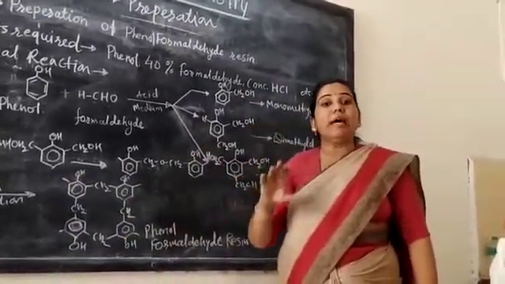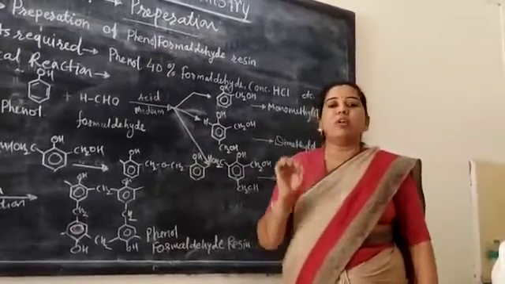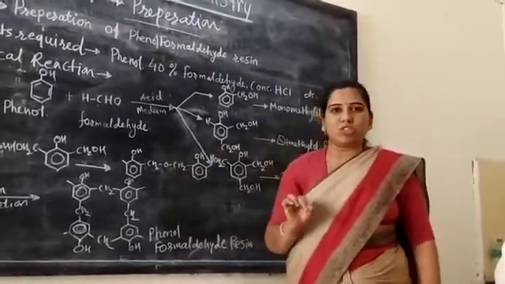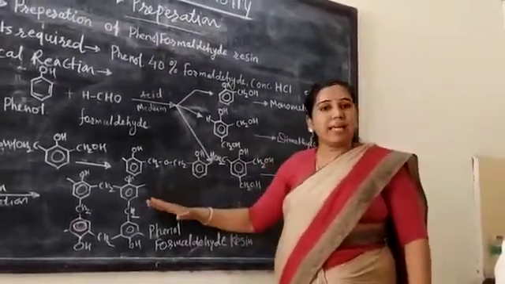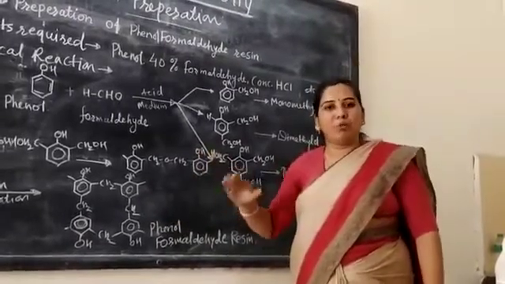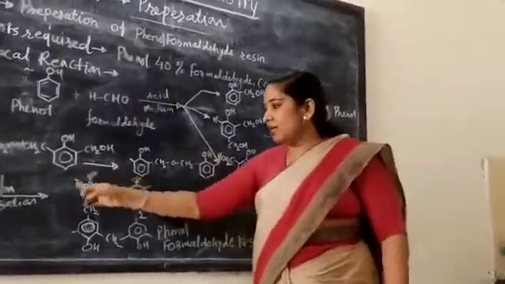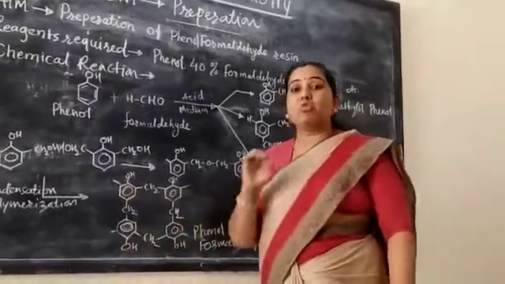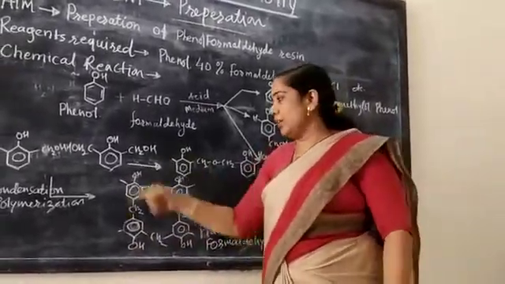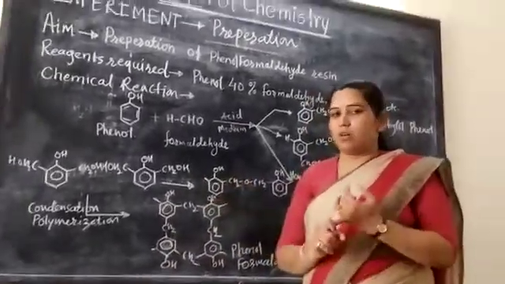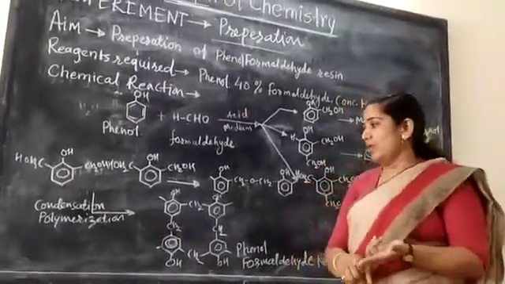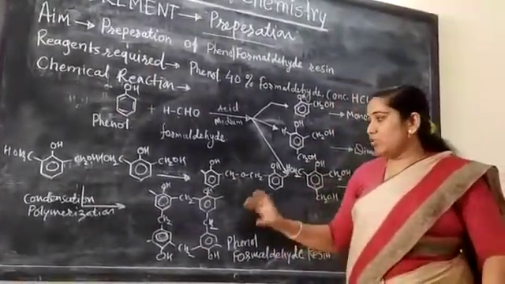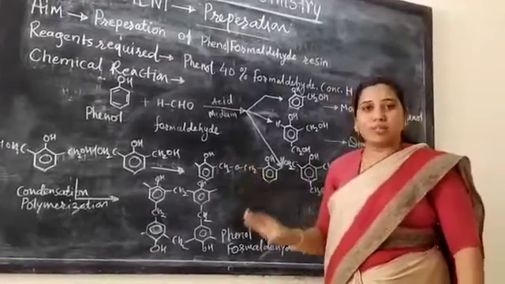It is a 3-dimensional network structure, or we can call it a cross-link structure, and its name is bakelite. That is phenol formaldehyde resin. So you can see this structure is very compact. It is too difficult to break a single bond from this particular structure. This topic is for theory also for you, so you should see this properly and understand it properly.